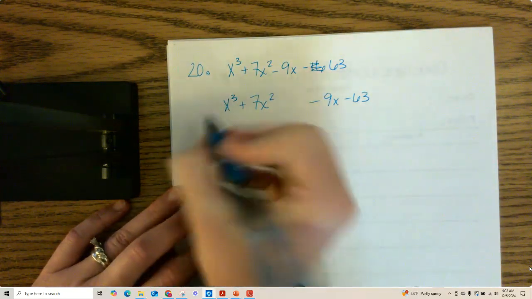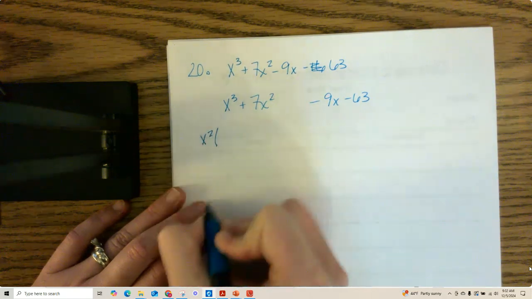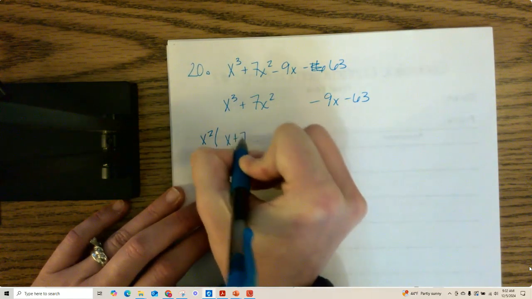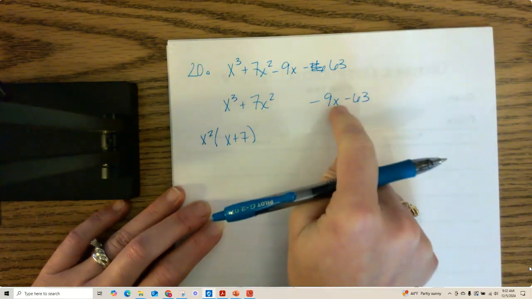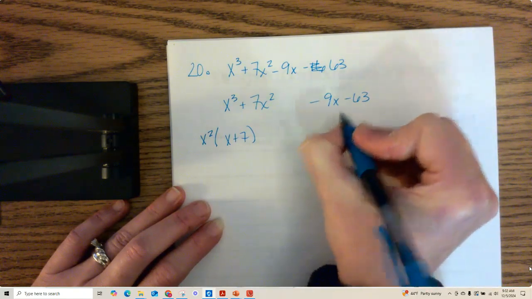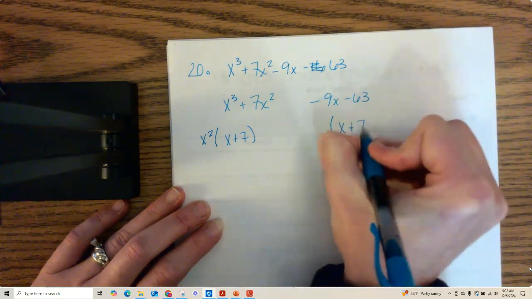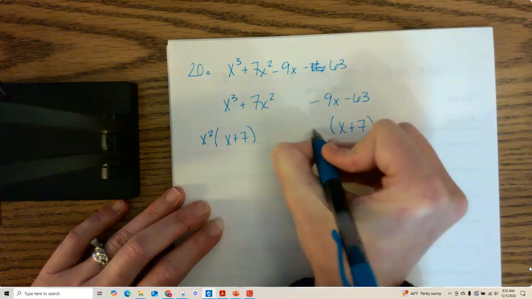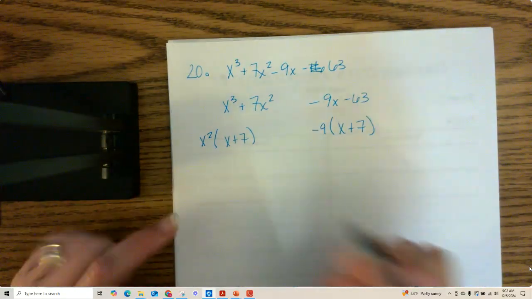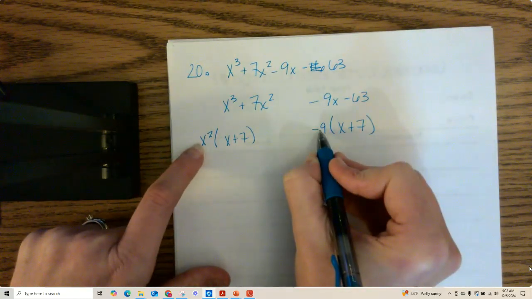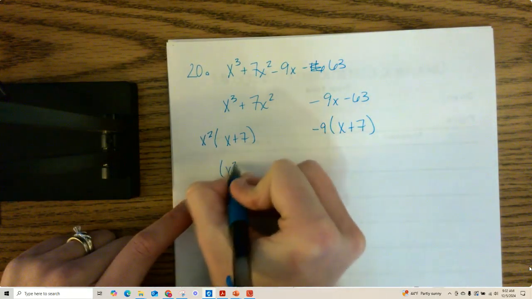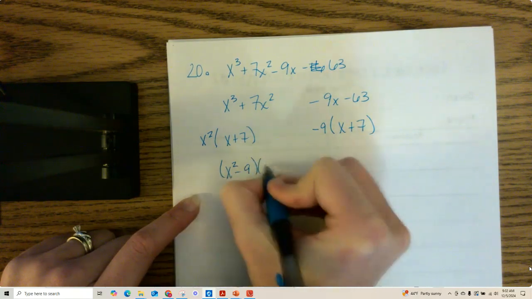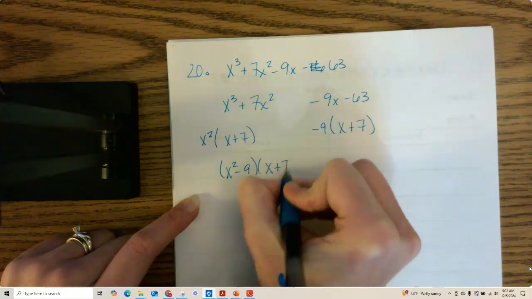So here I can factor an x squared out of everything, and I'm left with x plus 7. So name of the game over here is to get an x plus 7. So it would be -9. Yeah, factor out a negative 9. So my two factors would be x squared minus 9 and x plus 7.